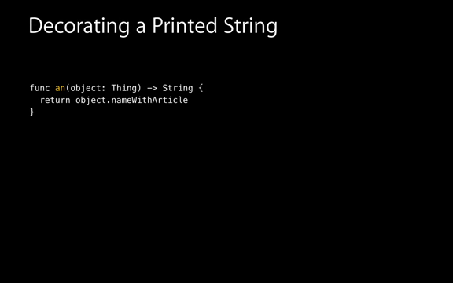By using a function and having it take the object that was on the right-hand side, I can make this syntax very, very naturally extend to any sort of decorator that I want to stick on the left-hand side. I just have to define a new global function with that name. The and function we're just going to implement by using that name with article property that we already defined.